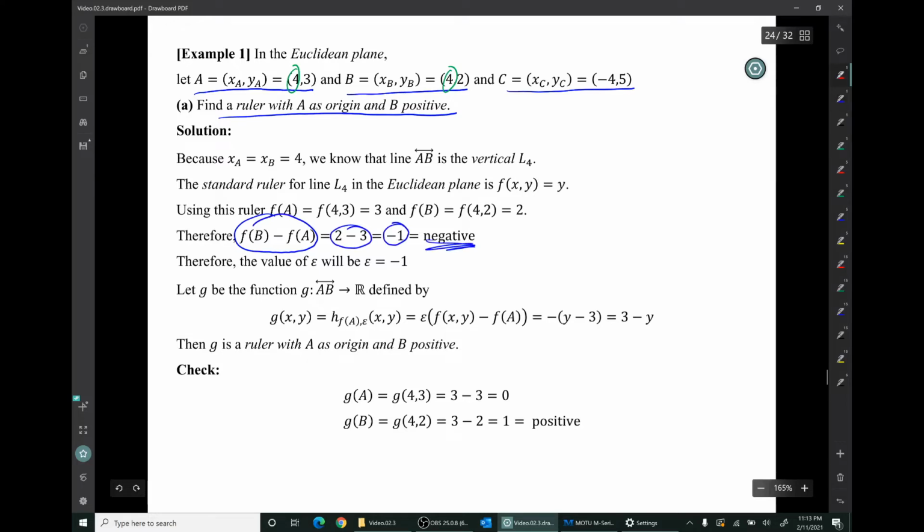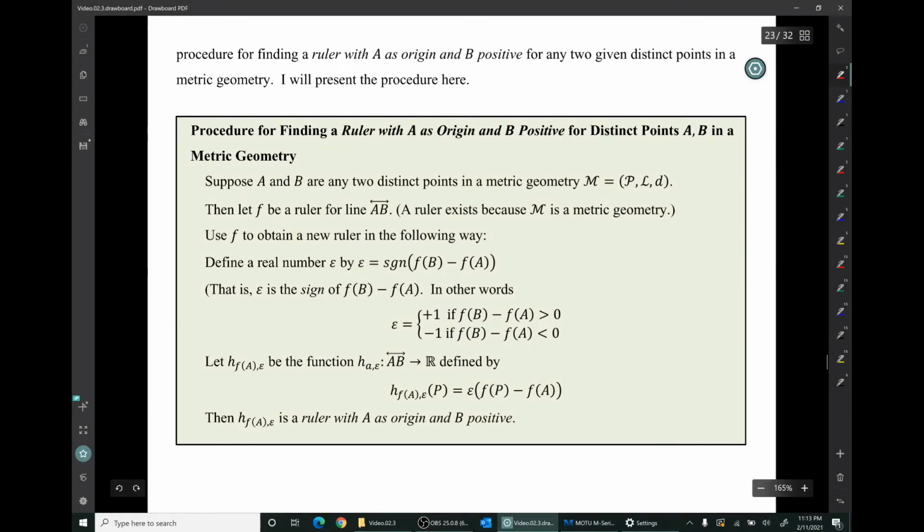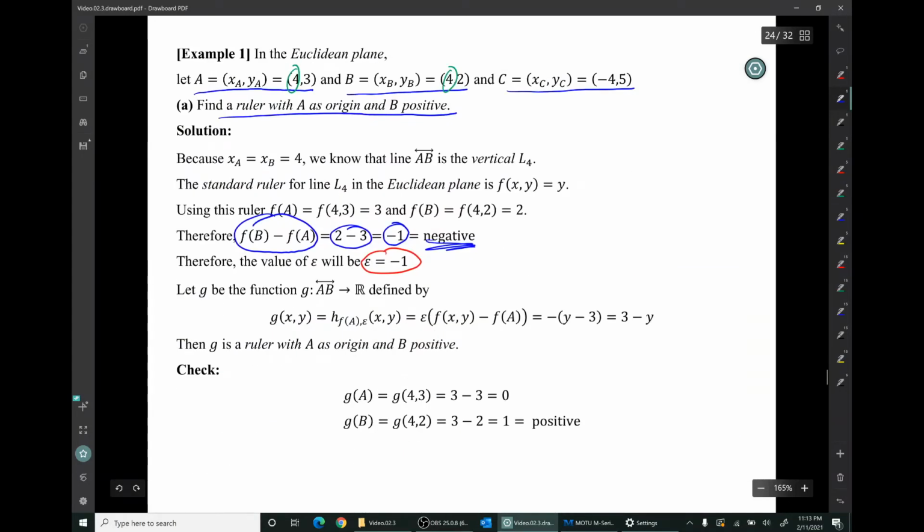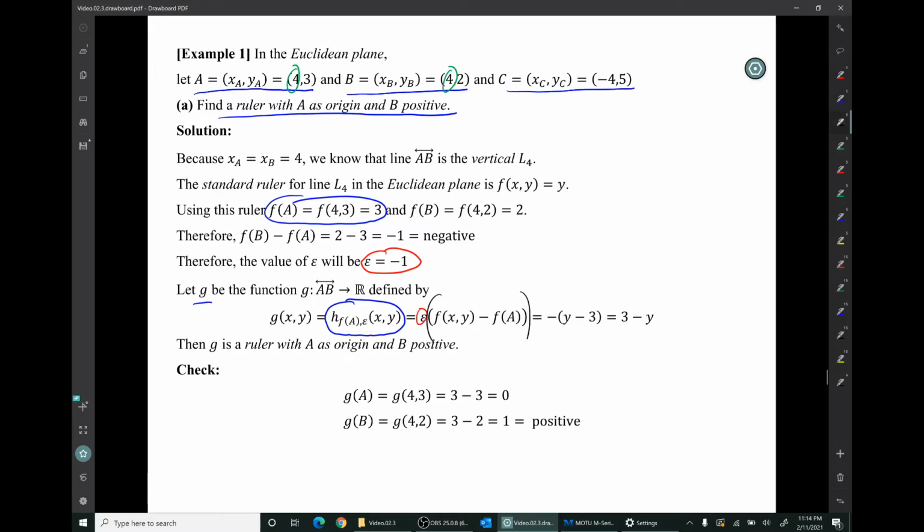So therefore, we declare that epsilon is -1. Not because this is -1, but just because this is negative. Epsilon gets defined to be -1 whenever f of b minus f of a is negative. So we've got our value of epsilon. We already know our value of f of a. So now we're going to define g by just building this. That means we have to park our epsilon in front of this expression. Well, our epsilon is that number -1.